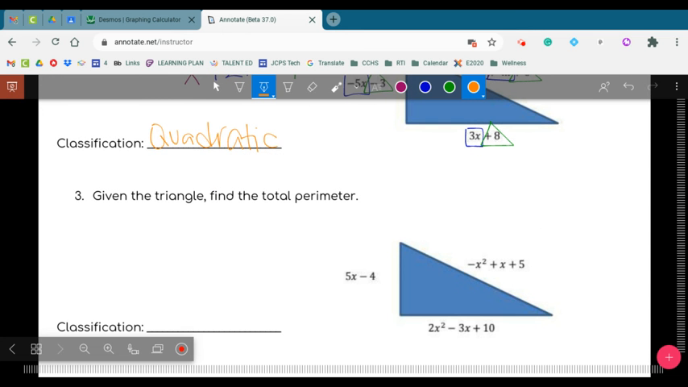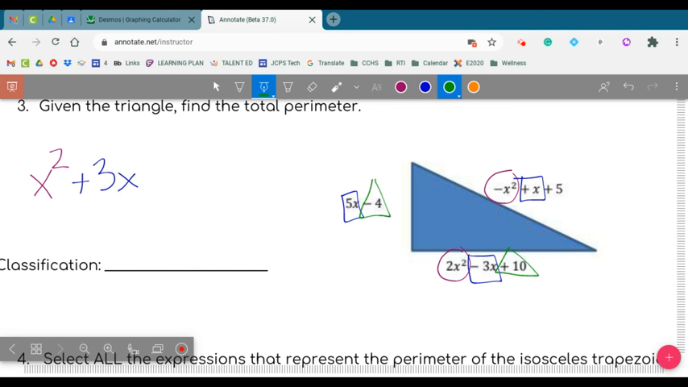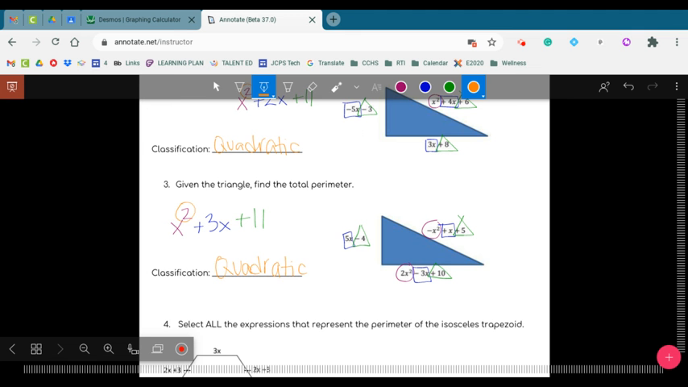Okay, next one, we have the perimeter again, so we look at our biggest exponent, which is 2, so we have 2x squared and negative x squared. This is just going to give me x squared, or 1x squared. 5x, negative 3x, and x is going to give me a positive 3x. And you can always type these into your calculator, you guys. Negative 4, positive 10, positive 5. It's also going to give me a positive 11. Biggest exponent is 2, which is going to be quadratic again. So number 2 and 3 were similar. We're just finding our like terms from 3 sides.